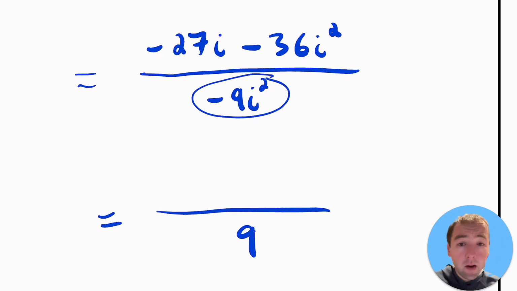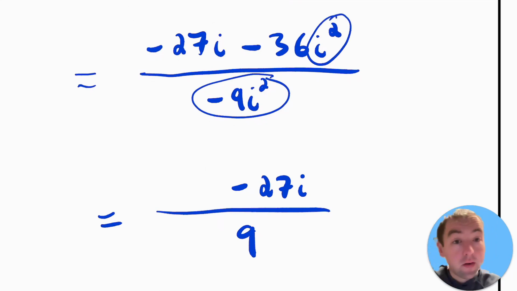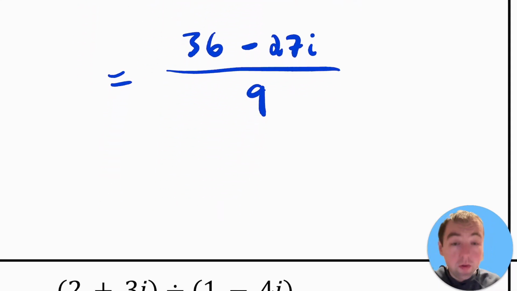And then on top, I'm going to put the minus 27i over here. And then the negative 36i squared: since i squared is negative 1, it would times with a negative 36 to equal a positive 36. All right, so it equals this.